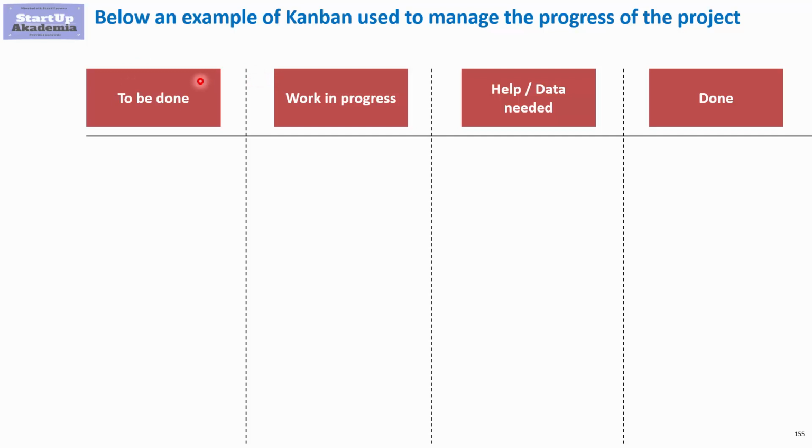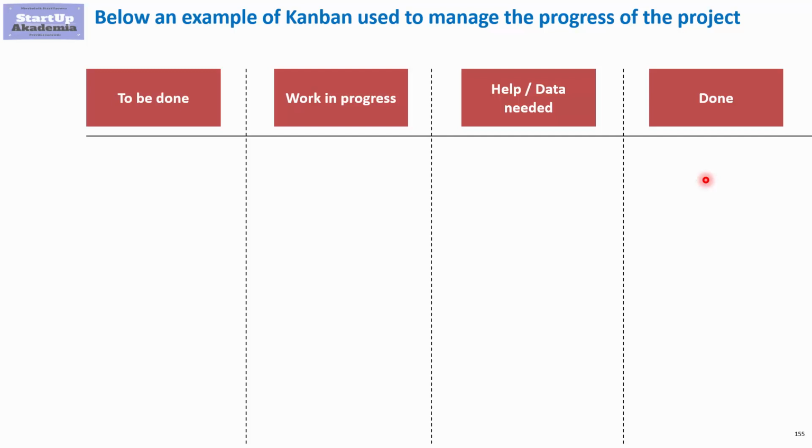For example, the first one would be to do. This is the stage where we define a specific task or to-do. Then work in progress would mean that you already started working on that. Help or data needed would mean that you had to stop a specific task because you need help from somebody experienced or you still have not received the data. In this way, the project manager knows that he has to either move resources or try to get the data needed for the analysis. And obviously done means that you have finished a specific task and you can proceed with new tasks.